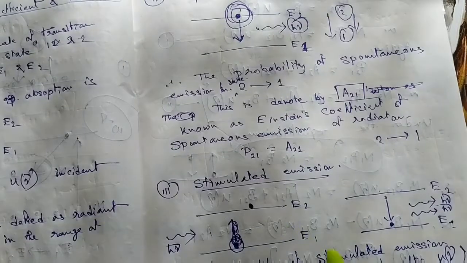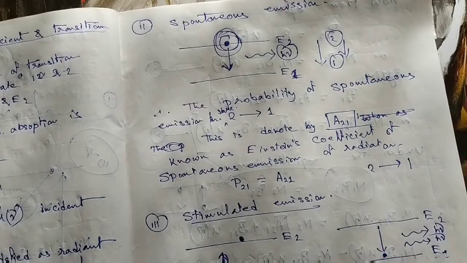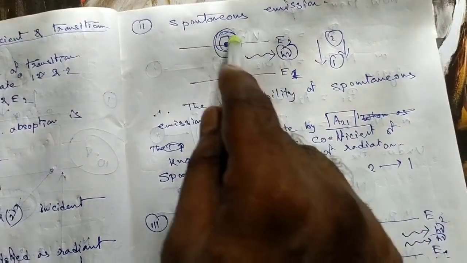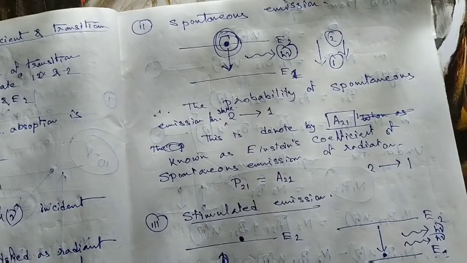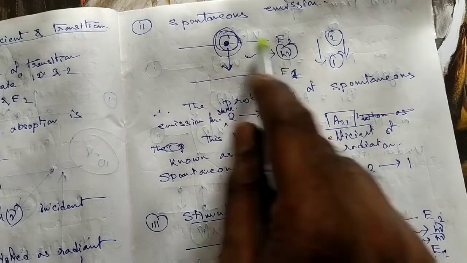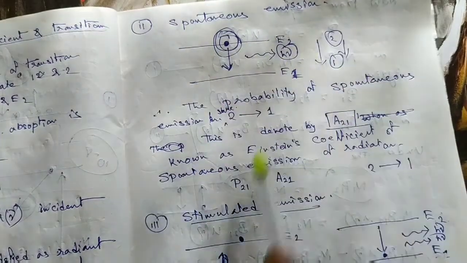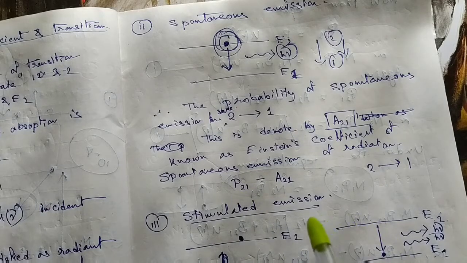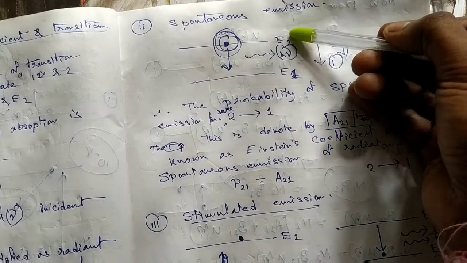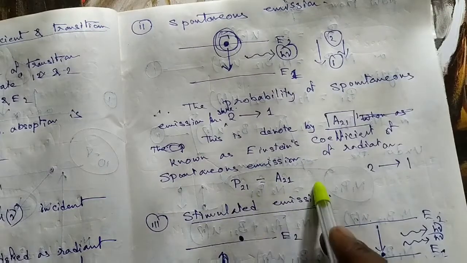Its probability depends only on how many atoms are already situated in the excited state, because in spontaneous emission we do not need any external energy. That means P21 in the case of spontaneous emission does not depend on the external energy. So P21 is proportional to N2, because the atoms are in the excited state, and the whole number of atoms comes from the excited state to the lower state, that means from the second state to the first state, 2 to 1.